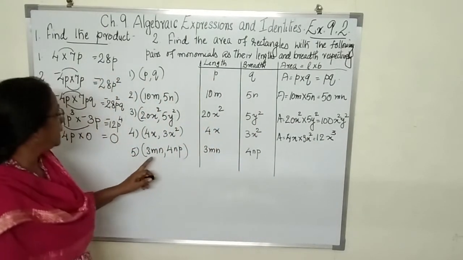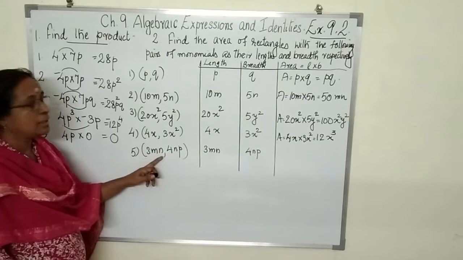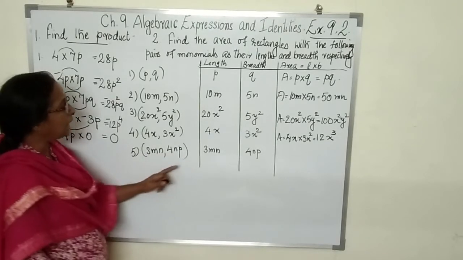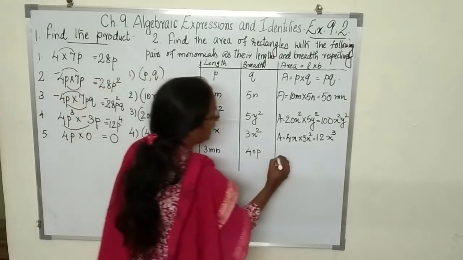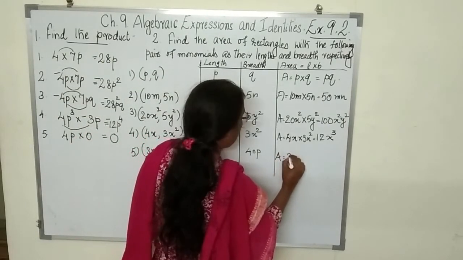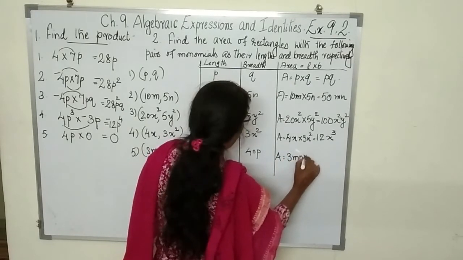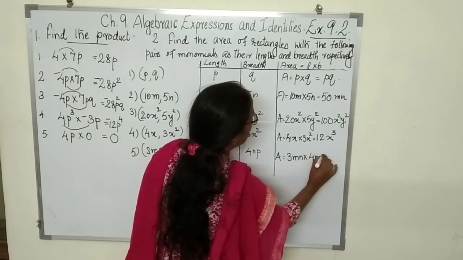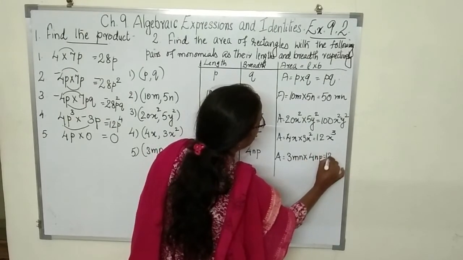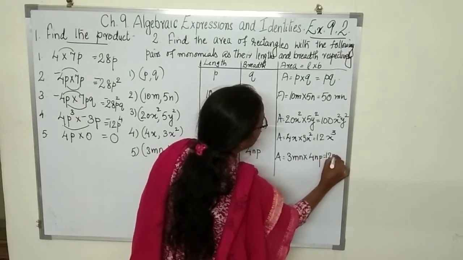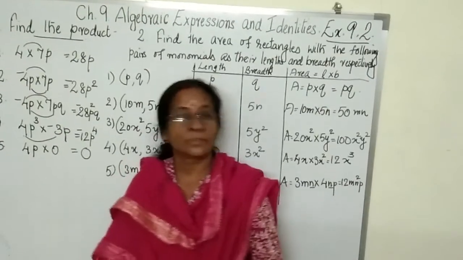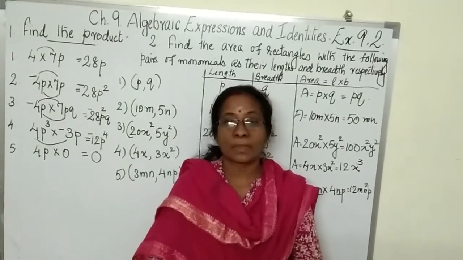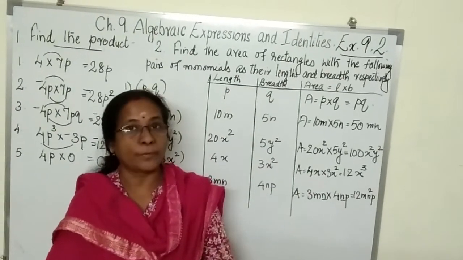Okay. And the next question is 3mn, 4np. So 3mn is the length and what is the breadth? 4np. So area is 3mn multiplied by 4np. 3 4s are 12. m one time, n here once and here once, so n square, and p. So this is an application of the product of monomials.